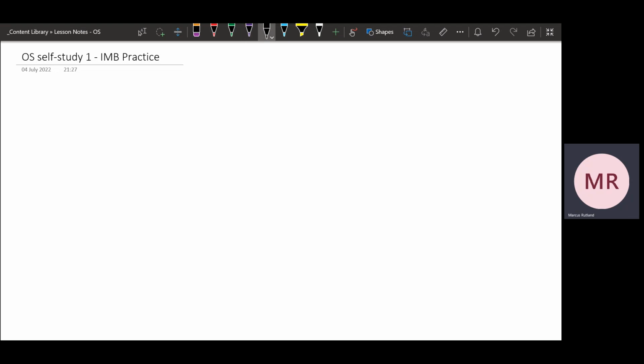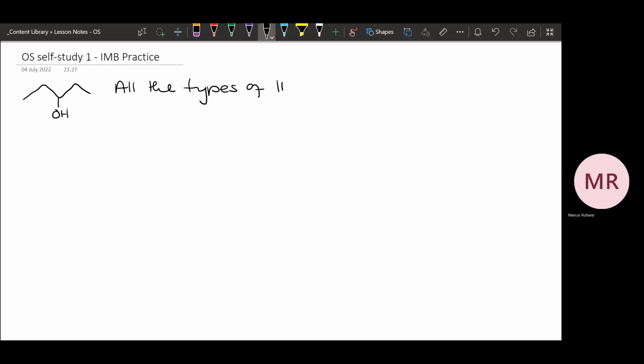So the first one is, if you're shown a molecule, you could be asked to state all the types of intermolecular bonding that could occur between molecules like that. So have a go.